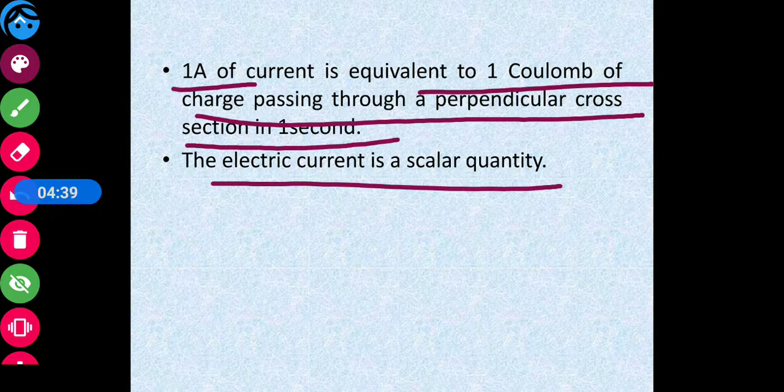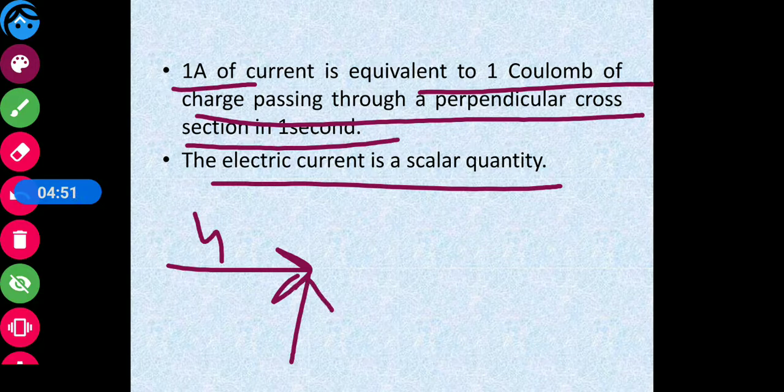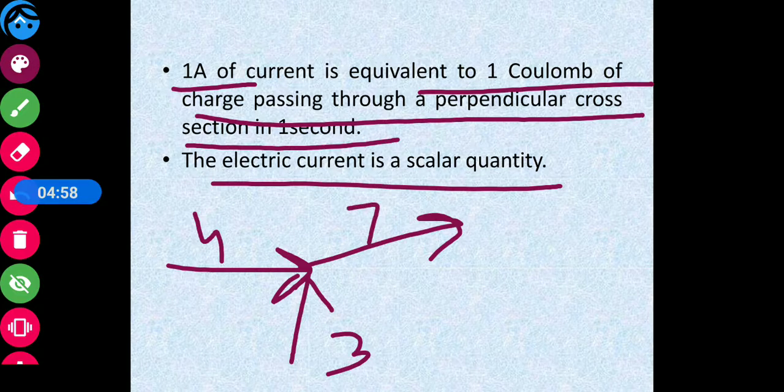Now, though current has a direction, it is still a scalar quantity, and that is why it can be added algebraically. Suppose at a point one current of 4 ampere is coming in this direction, and the other current of 3 ampere is also coming in this direction. Then the sum of the currents will be 7 ampere. They will not be added vectorially. They are simply added algebraically.